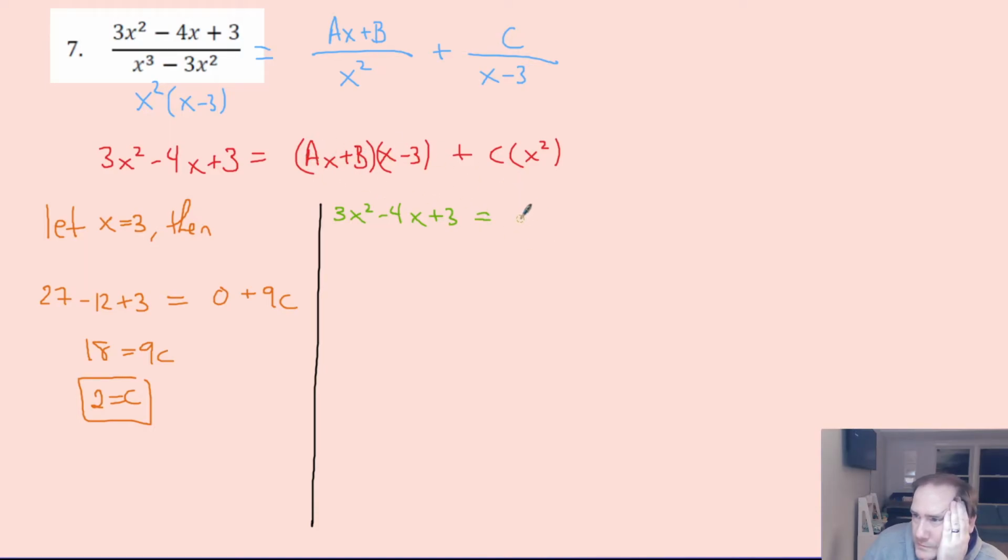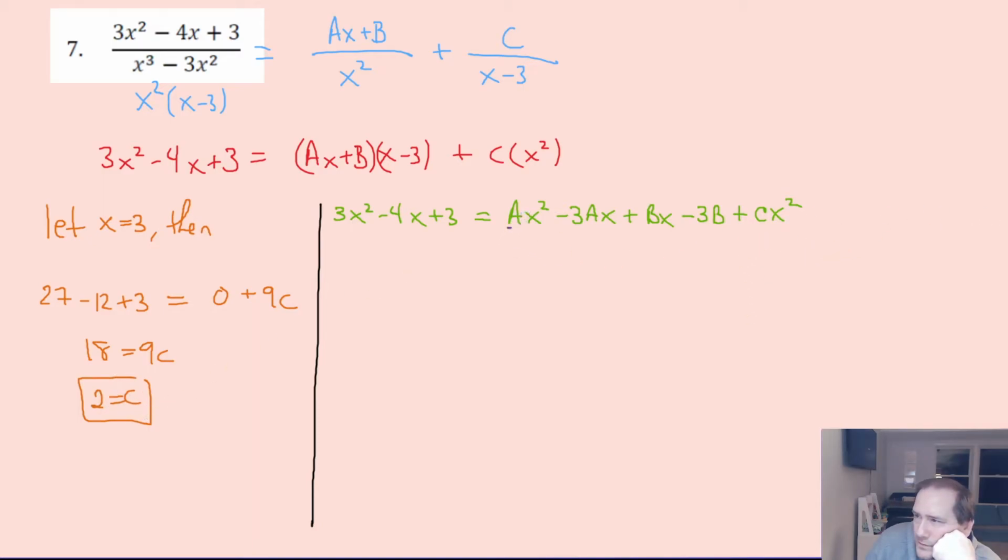And we'll FOIL this out, so ax squared minus 3ax plus bx minus 3b plus cx squared. And again, you've got a bit of a choice. You could plug in for c right now and just treat this term as a constant term, or you can let it stay part of the quadratics. I'm going to let it just stay part of the quadratics. I'm going to fully write my system and then use the fact that I already know what c is.